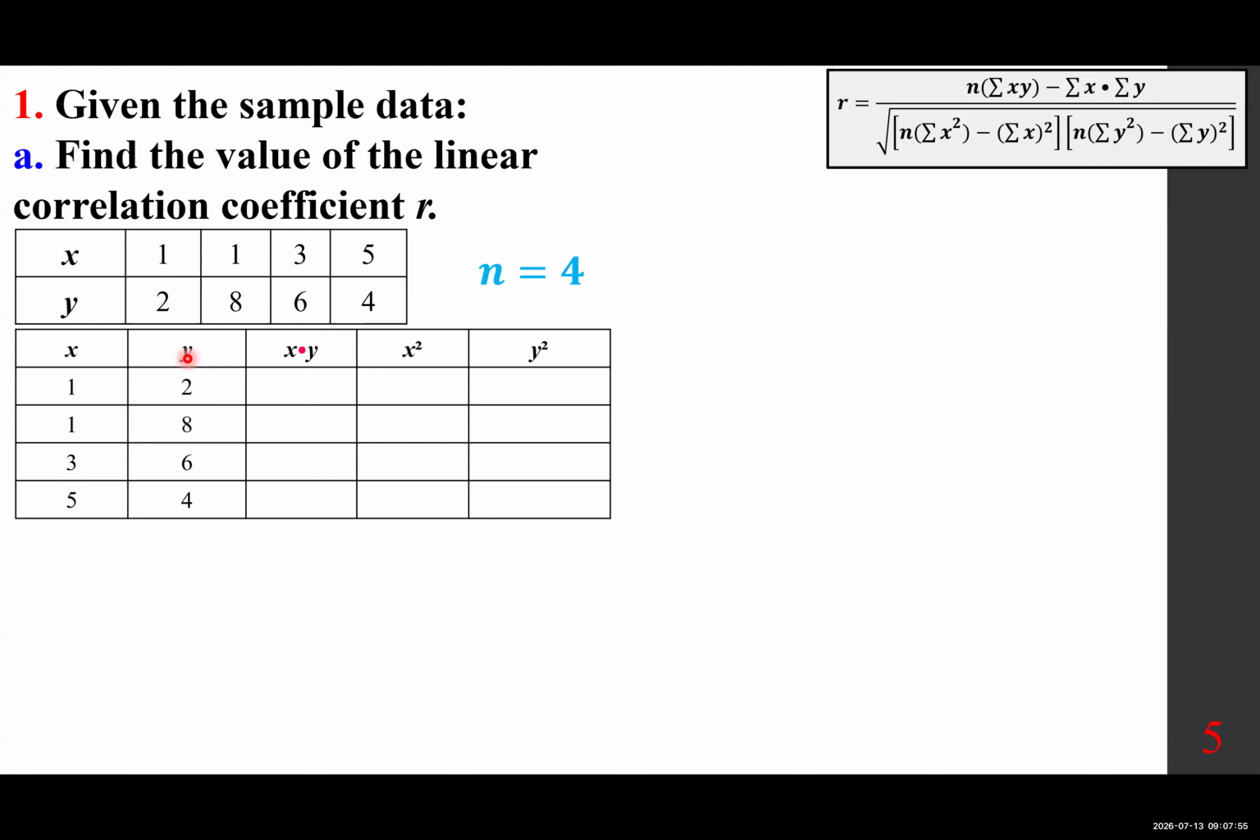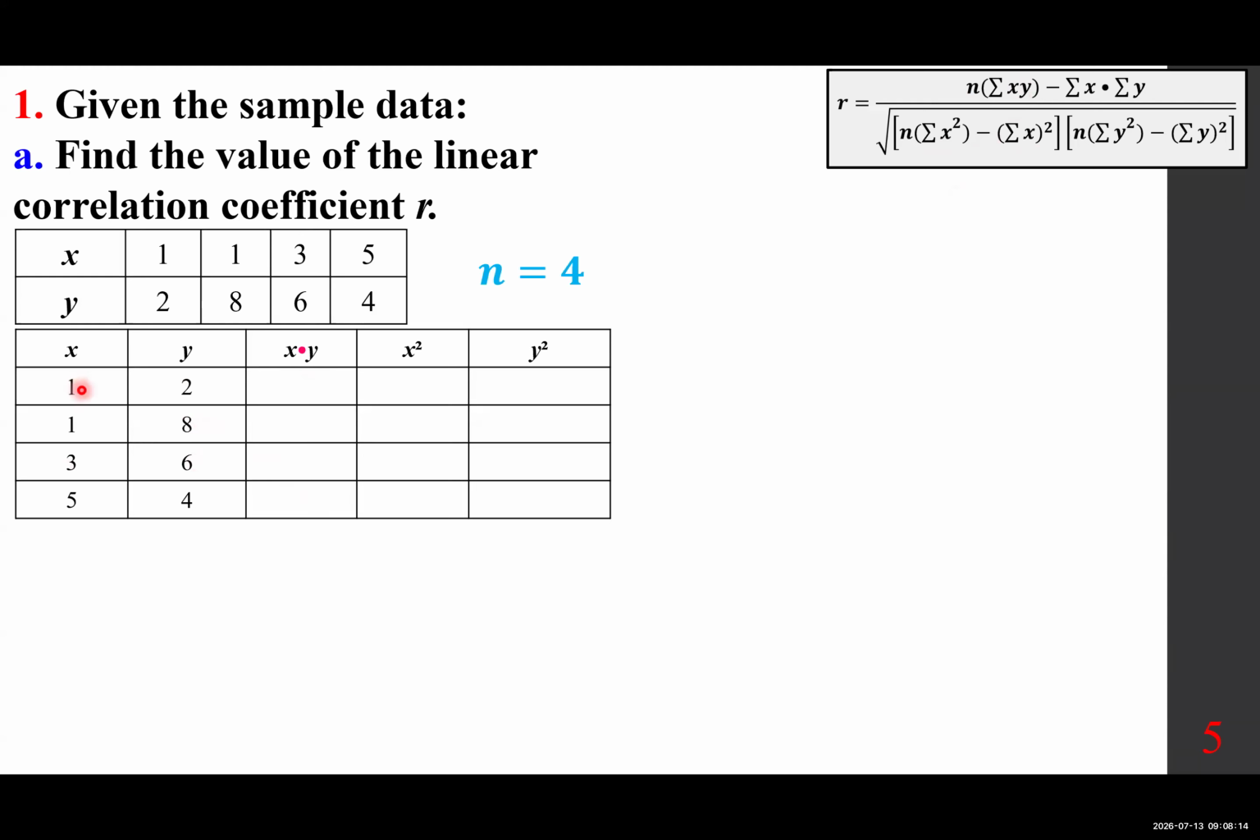So 1, 1, 3, 5, 2, 8, 6, 4. As we look at this, we need x times y, x squared, and y squared. So this column, we call it x times y. 1 times 2 goes here, 2. 1 times 8, 8. 3 times 6, 18. 5 times 4 is 20.